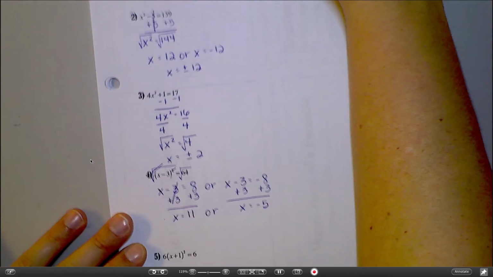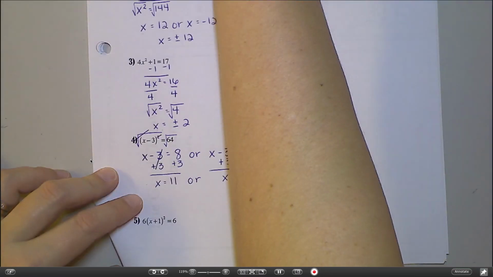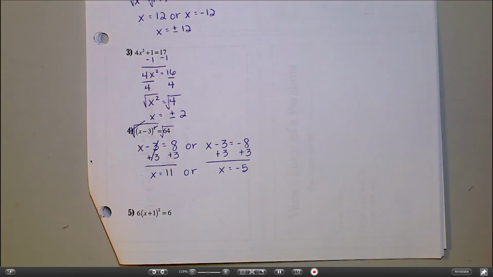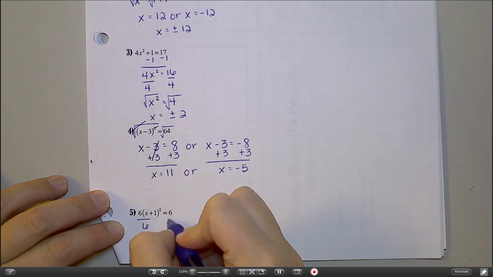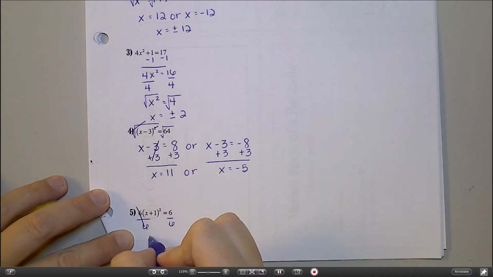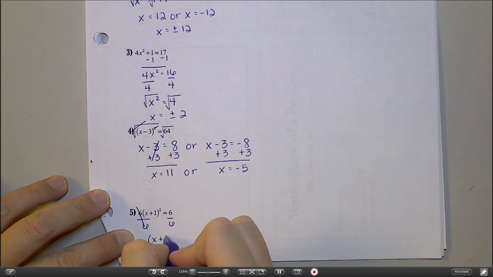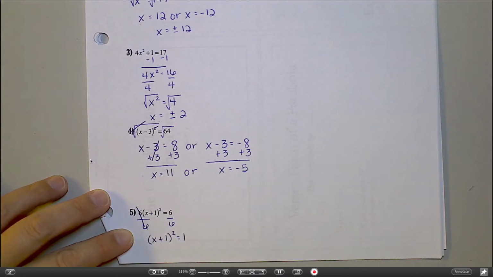So let's look at number 5. What do you want to do first in that one? Yeah, we have to get rid of that 6 that's outside of the parentheses. Okay? So kind of your process is get rid of everything that's outside of the parentheses, take a square root to get rid of the parentheses, and then do the stuff that's inside. So here I would divide by 6. Here I would divide by 6. And so I'm left with x plus 1 squared equals 1.